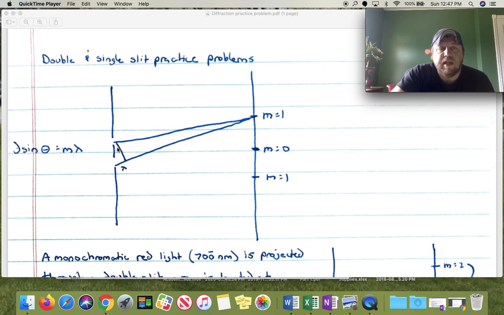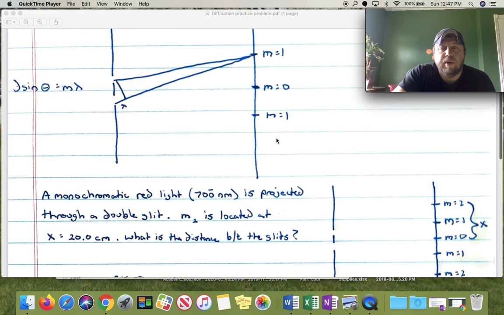Theta is this angle, which if we continue and make a right triangle here, the theta here and the theta in our right triangle is approximately the same since the angles are so small. Lambda is the wavelength of the light, so this is the path difference that these two make in order to get to M1. All right, so here's our practice problem.